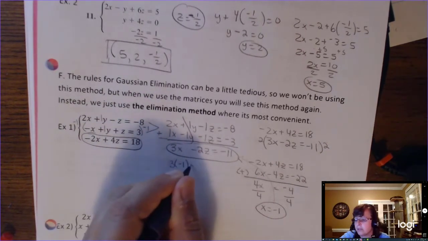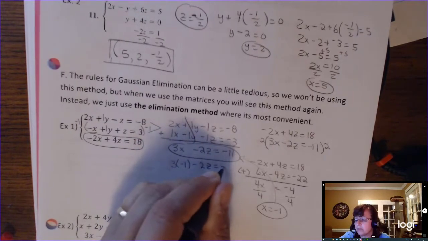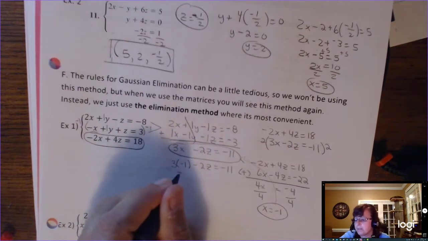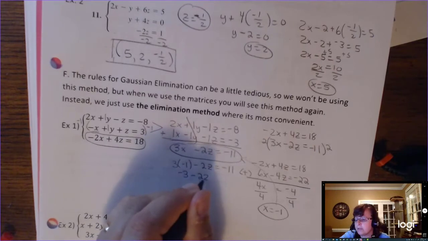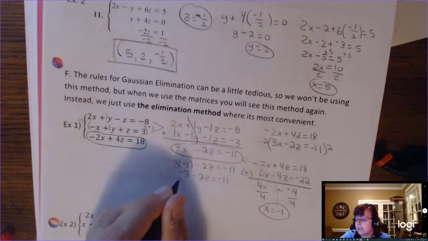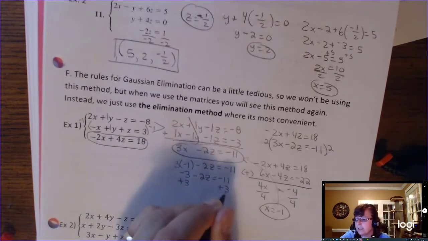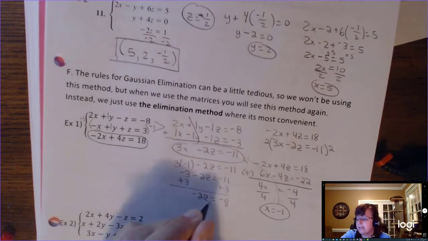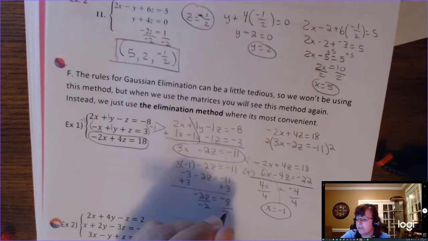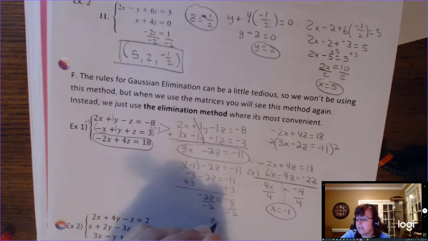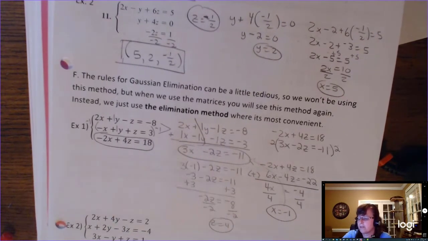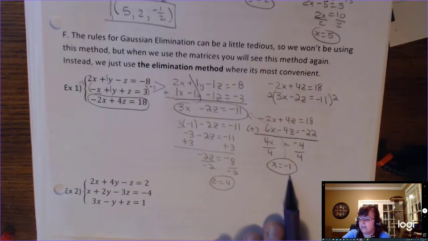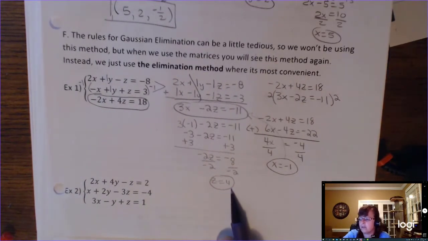So 3 times -1 minus 2z equals -11. So -3 minus 2z equals -11. So I'm going to add 3. -2z equals -8. Divide by -2. And z equals 4. So now I have x known as -1 and z is known as 4.